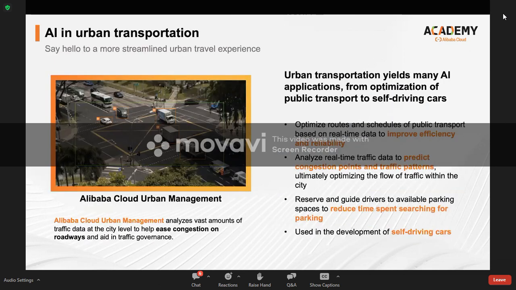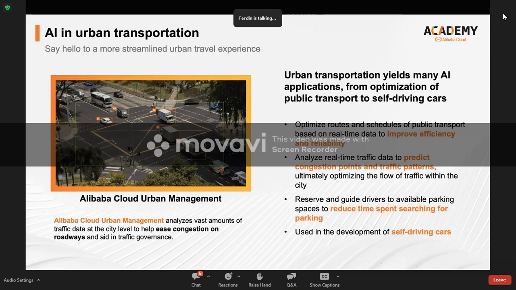And next we have AI in urban transportation. This is used to analyze vast amounts of traffic data at the city level to ease congestion on roadways. So this will help you with a lot of AI applications. Mainly it is used to improve the efficiency of managing the public transportation system, and to predict congestion points and traffic patterns. And then it is useful to provide alternatives. If you are using Google Maps, you might know that when you navigate to a place, during the road trip it will say that this particular part of the route has heavy traffic and there will be a traffic delay. These are all done with urban transportation.